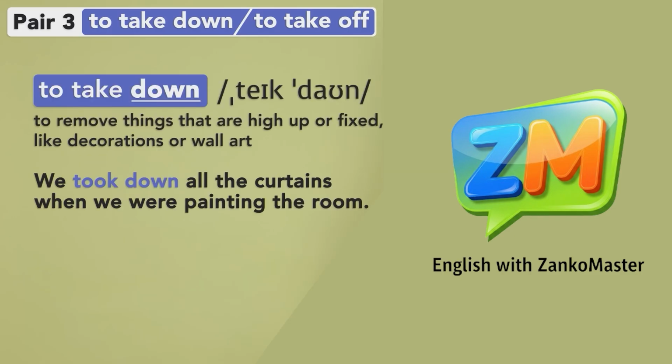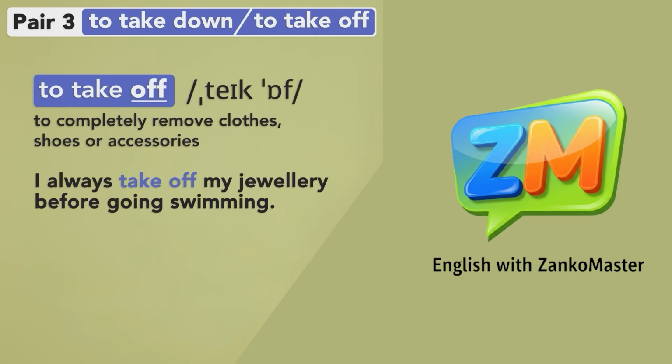We'll look at take down first. My students don't tend to use this phrasal verb. They just use take off instead. We use take down for things that are high up or things that are fixed, like decorations or wall art. Our Christmas decorations are often both. Another example, we took down all the curtains when we were painting the room. We usually use to take off to mean to completely remove clothes, shoes, or accessories. For example, I always take off my jewelry before going swimming.